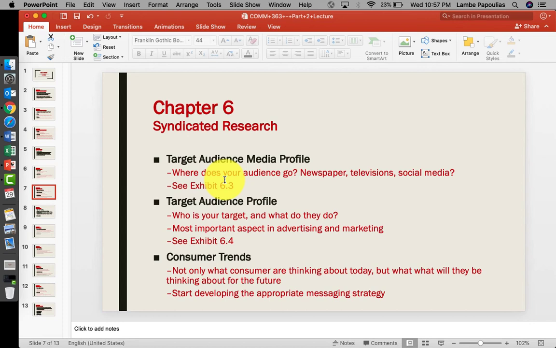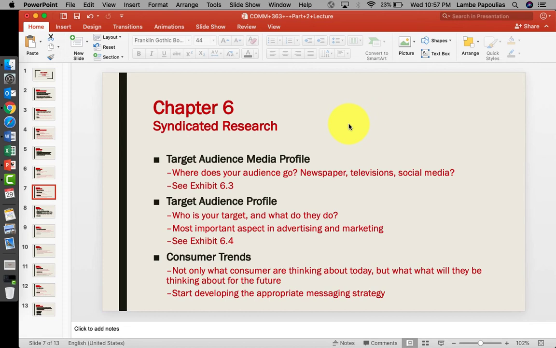So you have your target audience media profile. Where does your audience go? Do they go to newspaper, television, social media? Take a look at Exhibit 6.3. So for example, if you look at Life Alert, for those of you who aren't familiar, it's a necklace you wear around your neck and it has a button on it. You could press this button if you slip and fall, and it will call the ambulance.